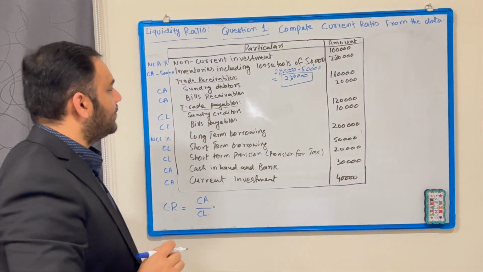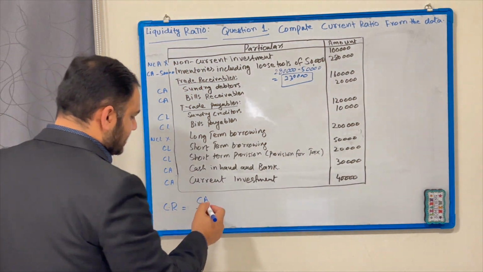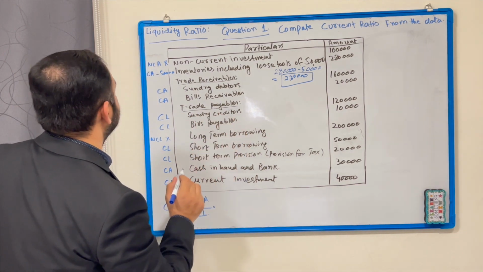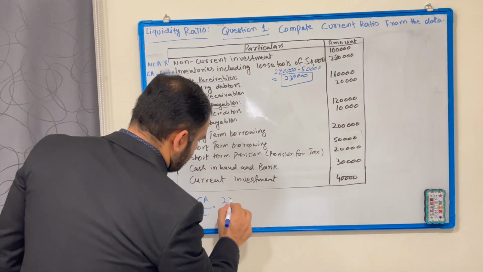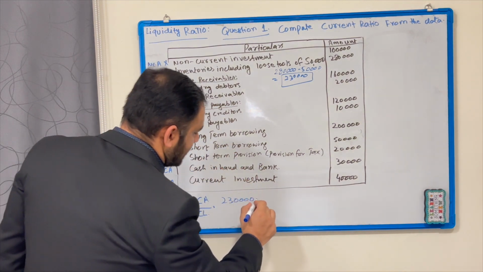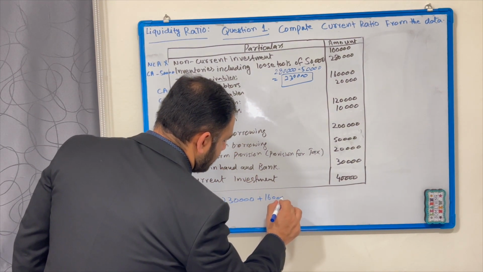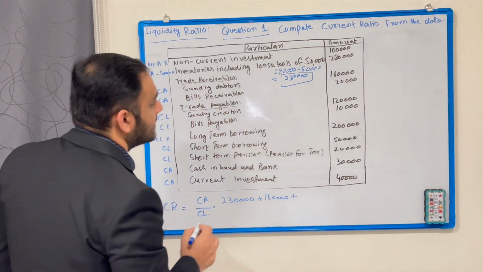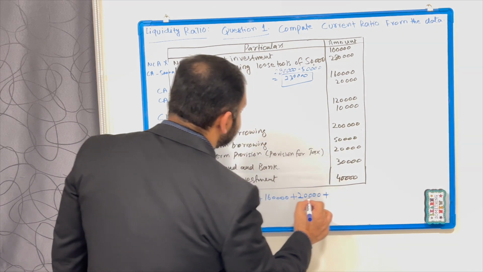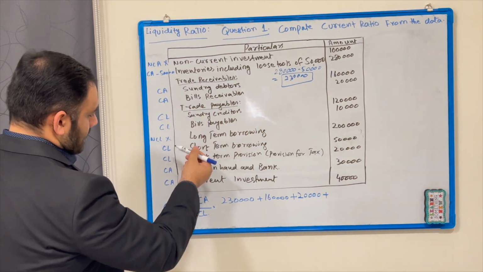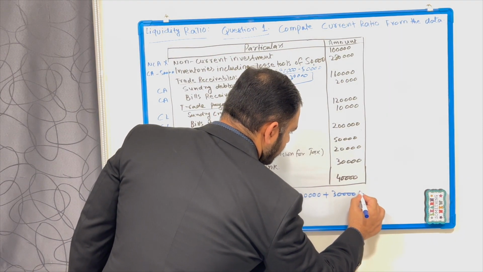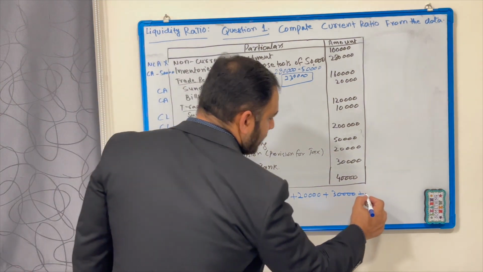We have inventory. Okay, so let's solve the question. Current assets, first of all we will write: 2,30,000 is your inventories, sundry debtors is 1,60,000, plus bills receivable 20,000, plus cash in hand and bank 30,000, plus current investment is 40,000.